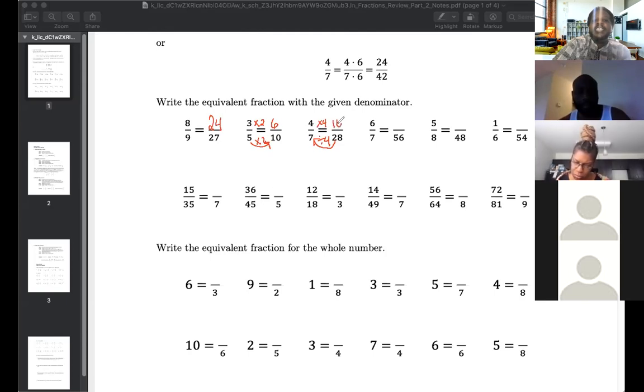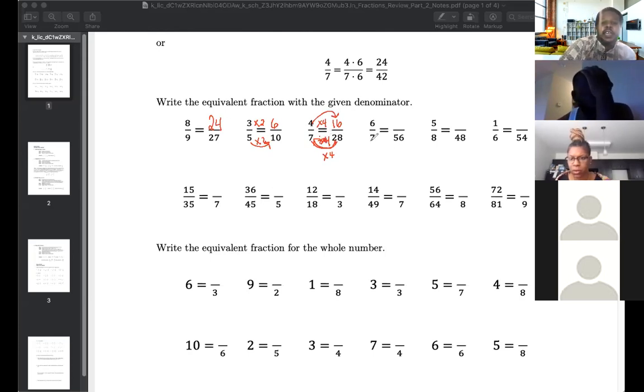16. Okay, good. So even if I go one way or the other, remember that I have to go from 4 to 16, so 4 times 4, from 7 to 28, that's times 4.